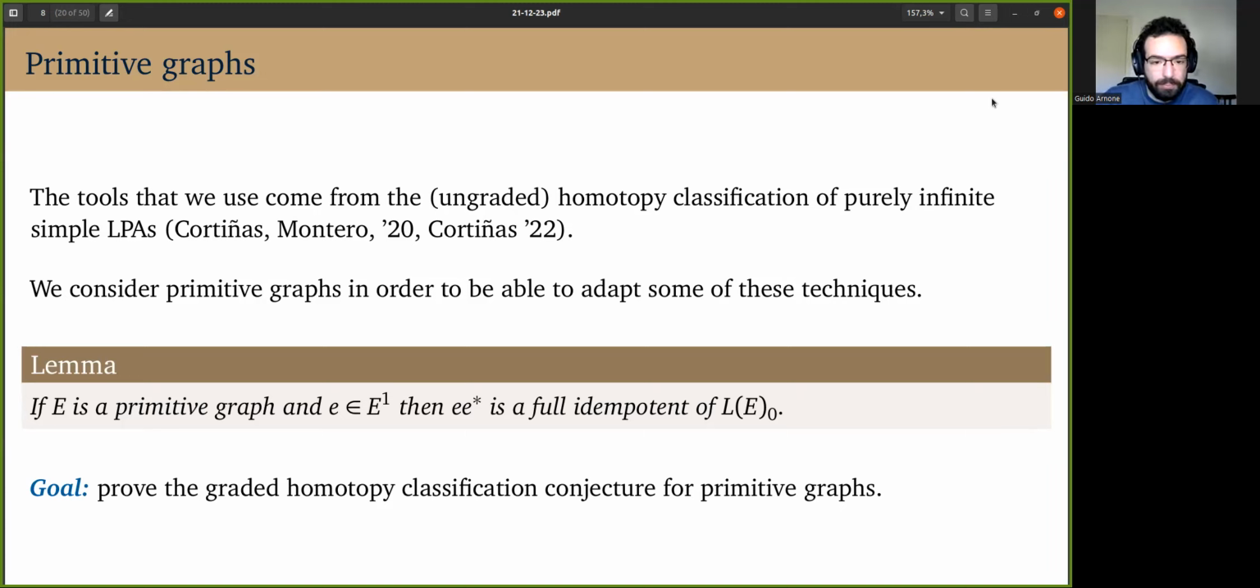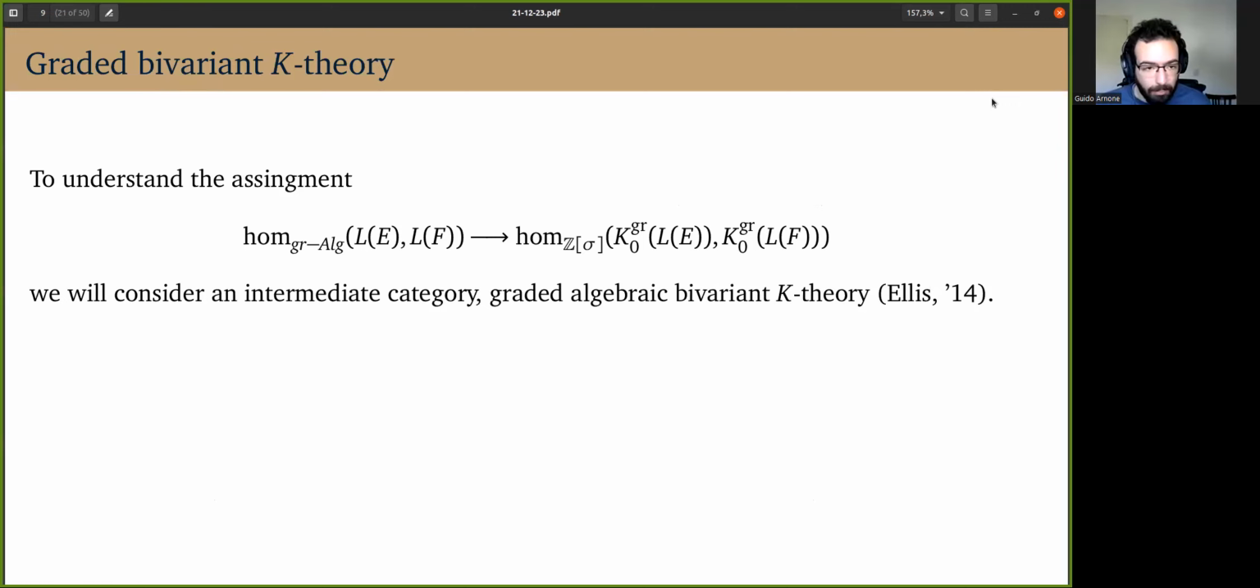Right. So the main tool to do this for us will be graded bivariant K-theory. And let me tell you a bit about my plan for the rest of the talk. So my idea here is to present what this thing is in a minimal way, so saying the least amount of things one needs to know to work with it.